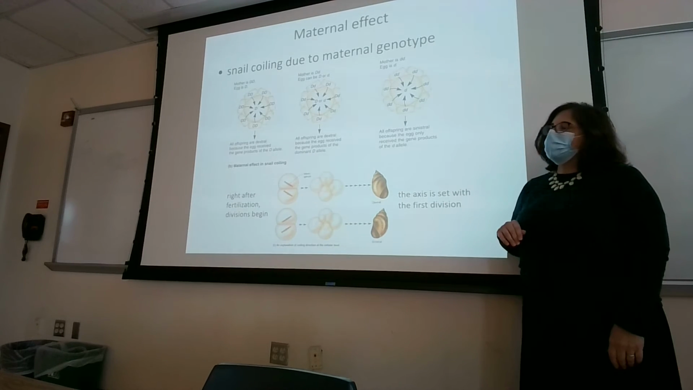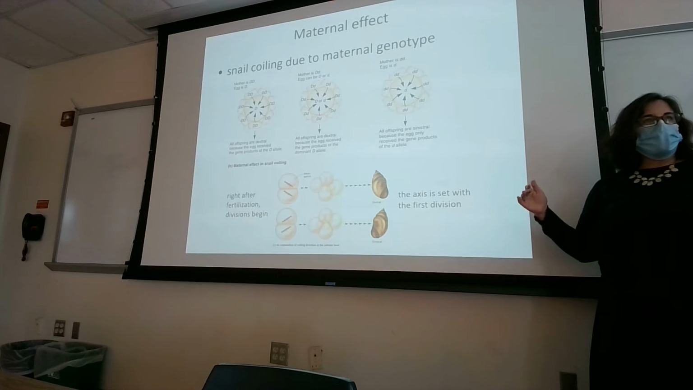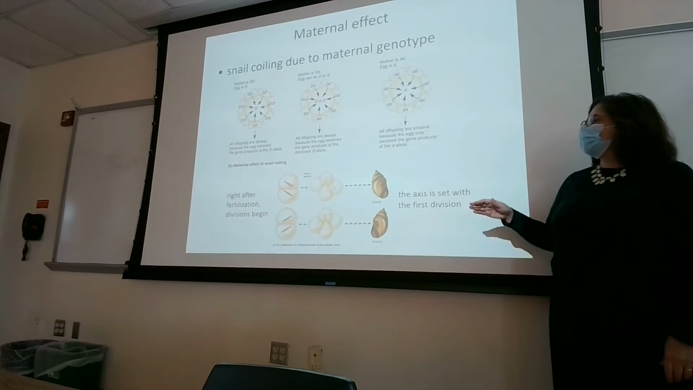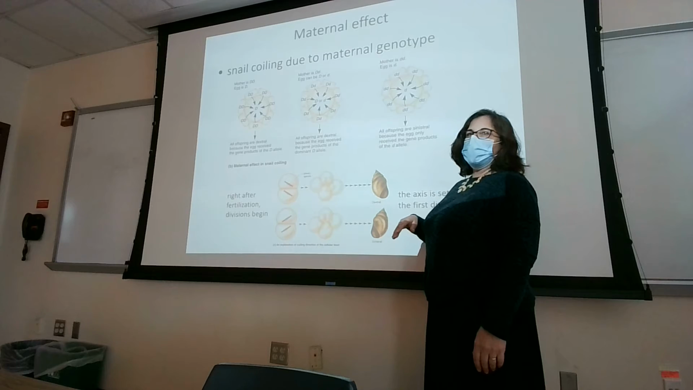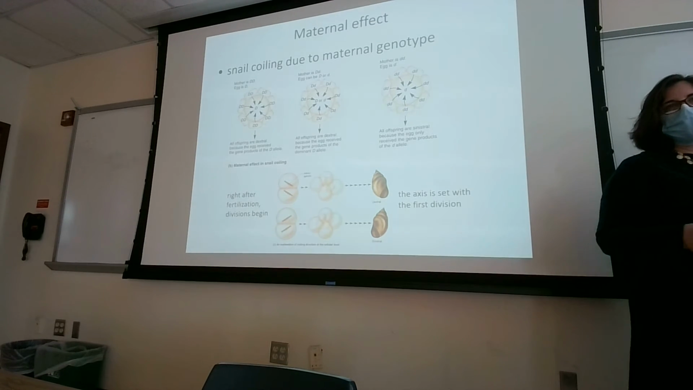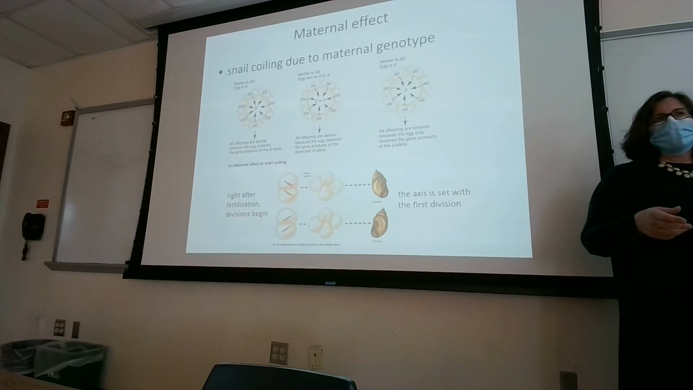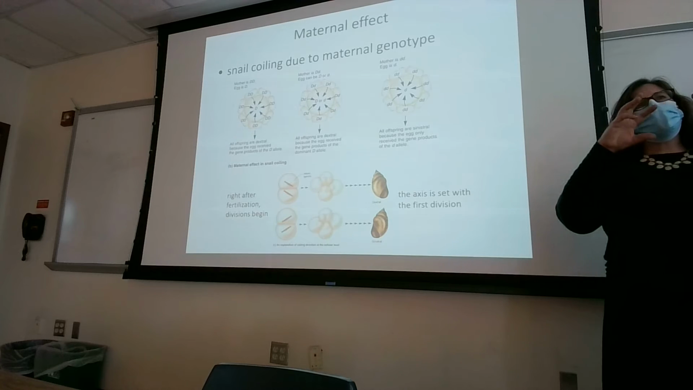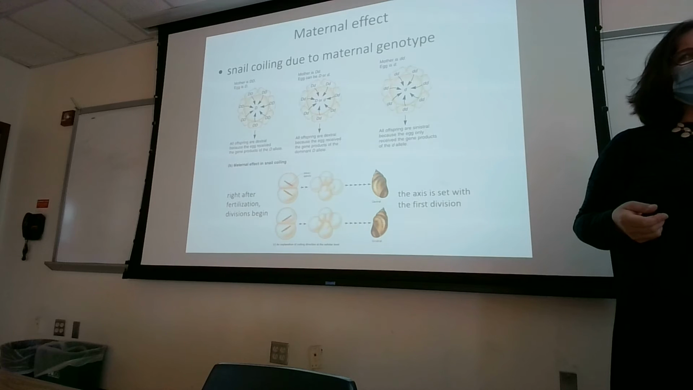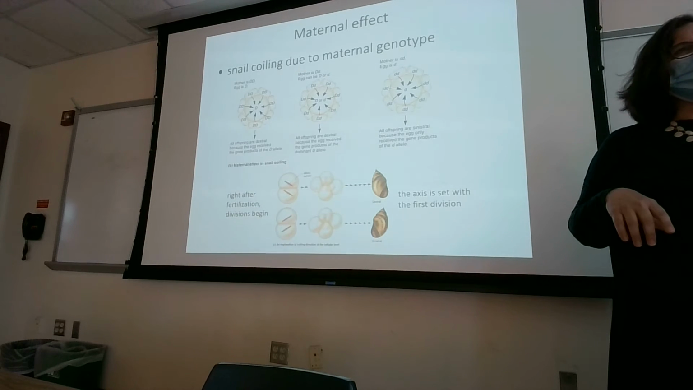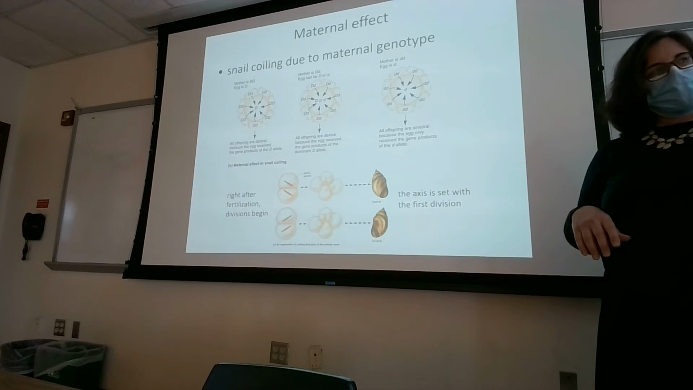So the axis is set with that first division to make sure that every division after that goes in the same direction. So as the snail grows, it's permanently set on a specific axis, and it keeps growing that way over its whole lifespan. Do you guys know how snails grow? Yeah, they just kind of, as they grow bigger, their shell kind of grows longer and longer and longer until they're at a maximum size. So it's too heavy to carry around anymore, I guess. All right.